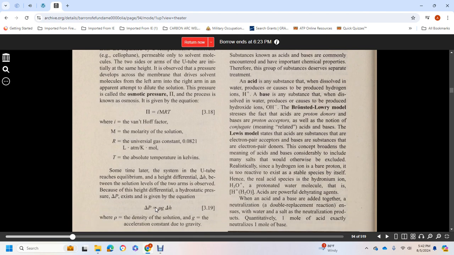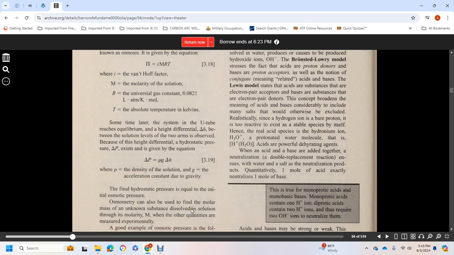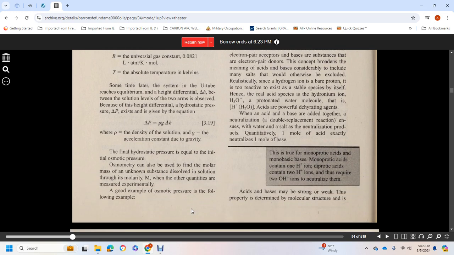Some time later, the U-tube system reaches equilibrium, with a height differential between the two arms observed because a differential hydrostatic pressure exists, given by the equation pressure equals density of the solution times the gravitational acceleration constant times the height, resulting in the hydrostatic pressure. The final hydrostatic pressure is equal to the initial osmotic pressure.